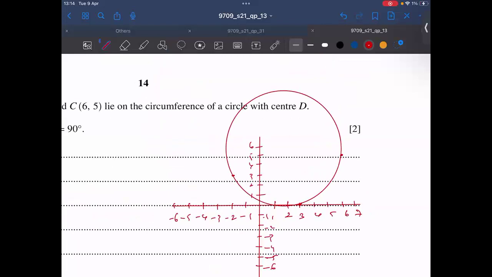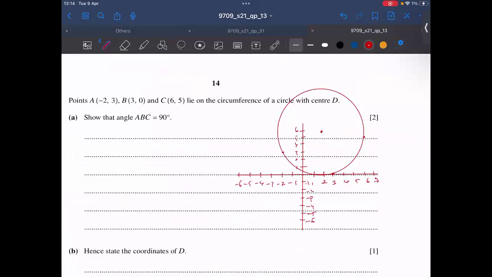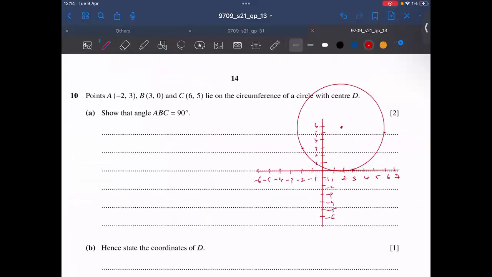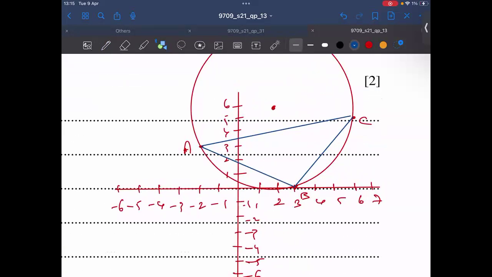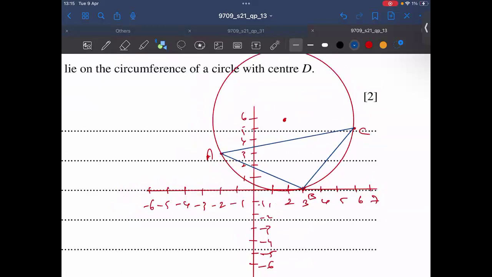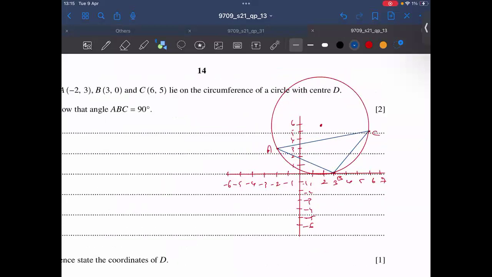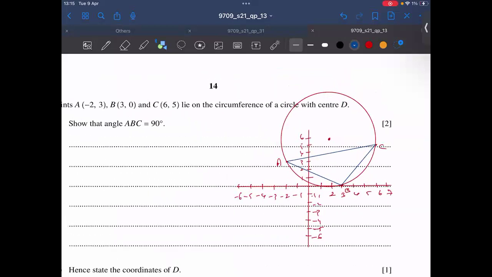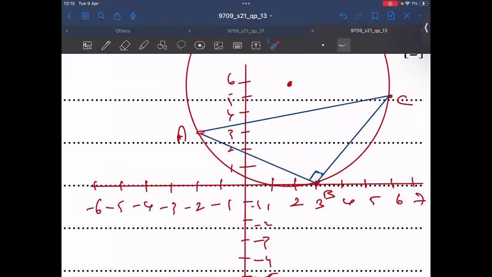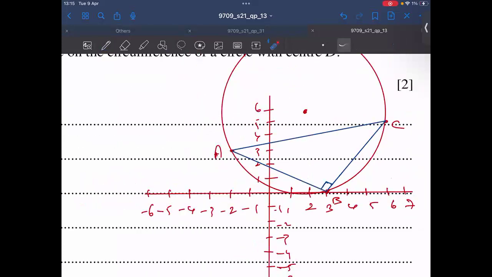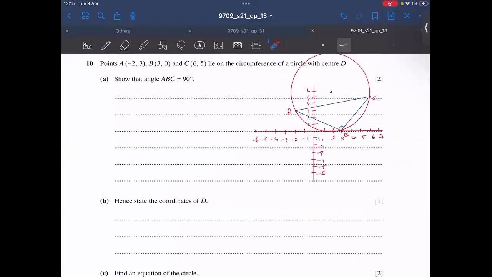Okay, now the D is somewhere over here. We don't know. Fair enough, we'll see. Angle ABC is 90. We have A, we have B, and we have C, and let's find out. Then AC must be the diameter. Agreed or not? If you have this angle at B as 90 degrees, then AC must be the diameter.